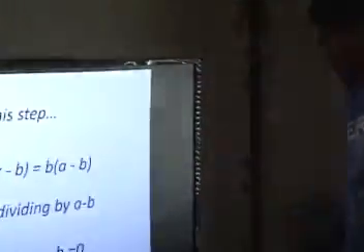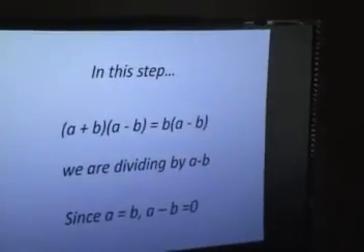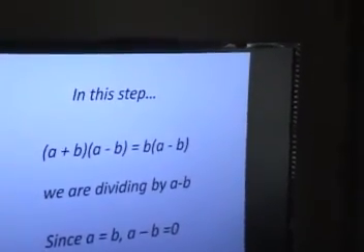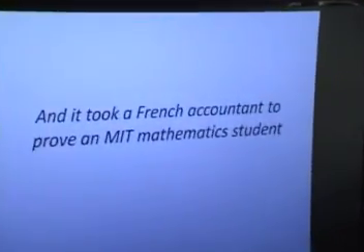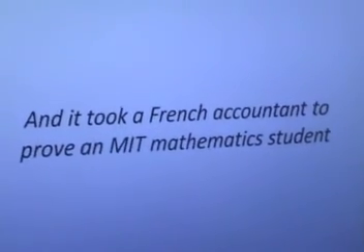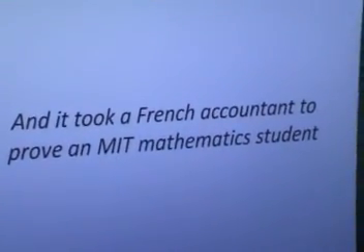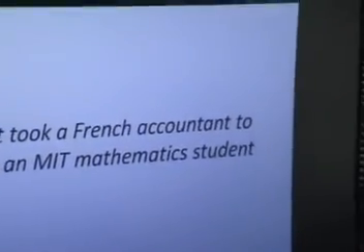Because if you take a number and divide it by 0, it's infinity. And if you take any number by itself, 0 over 0, it's 1. Or if you divide 0 by any number, it will be 0. So it's an indeterminate form. And one of the best parts of this entire controversy was that this whole thing was solved by a French accountant. And so it took a French accountant to disprove a mathematics student from MIT. So this was the great controversy of 2 is equal to 1.